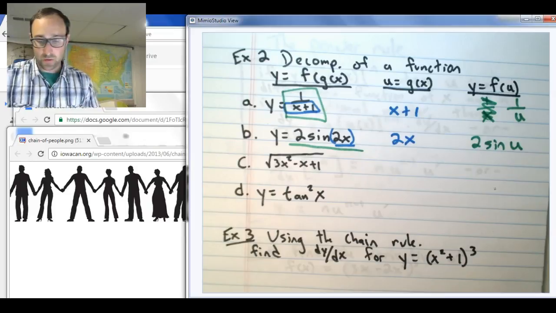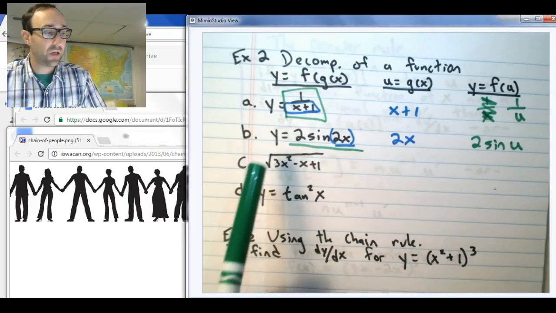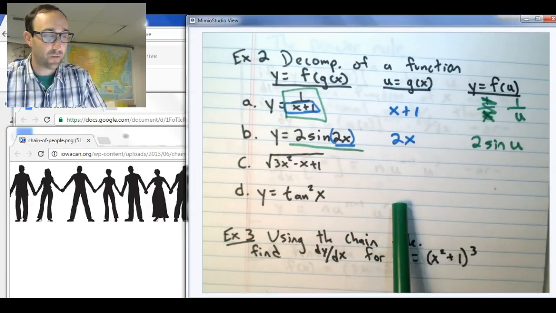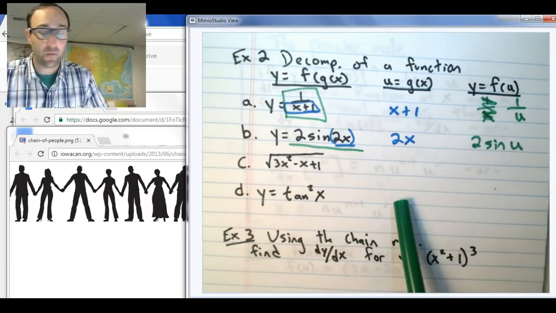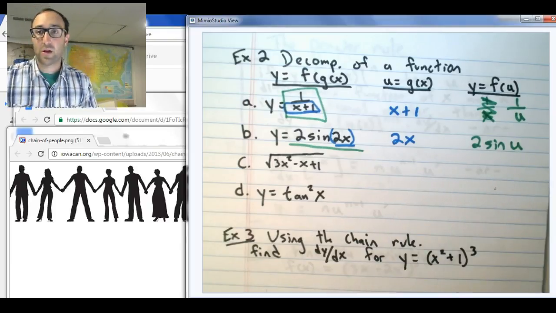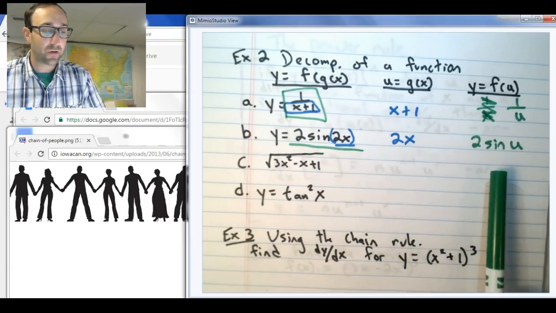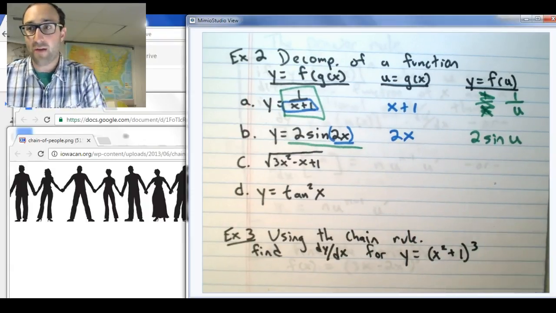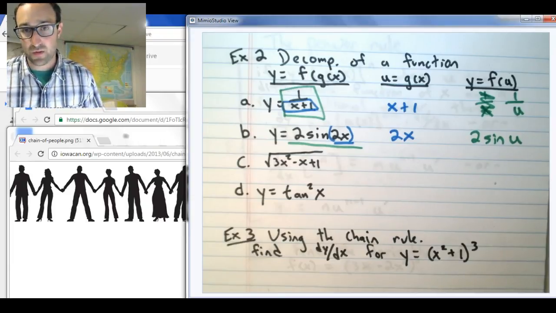Okay, there you go. So what your assignment is going to be tonight is to do these two. Figure out what u is for both of them, and figure out what g of x is for both of them, and figure out what f of u is for both of them. Remember, it's the inside part that's the u, and the larger part is going to be the f of u. All right, so that is your assignment. We are going to go through some more examples just so that way you get the hang of it, though.